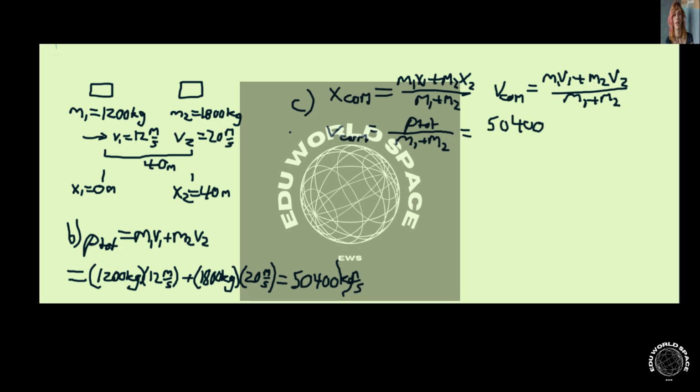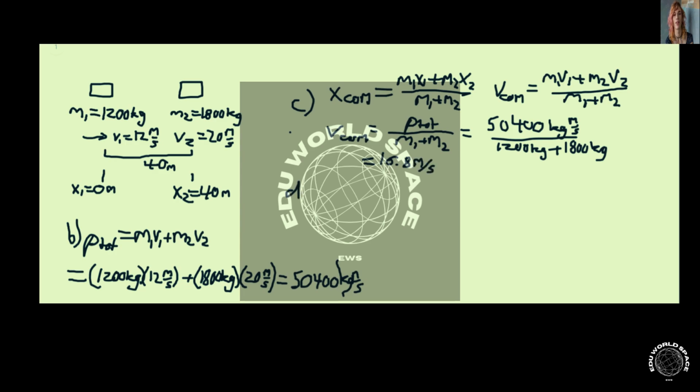50,400 kilogram meters per second divided by 1,200 kilograms plus 1,800 kilograms, which then is equal to 16.8 meters per second.